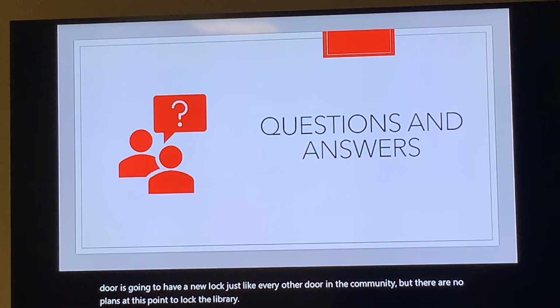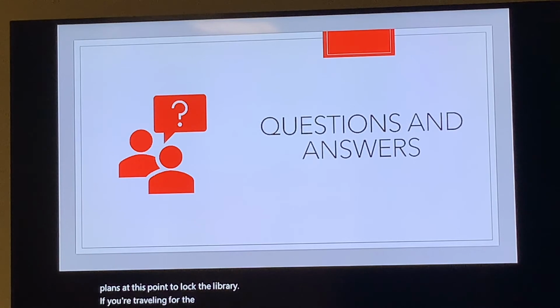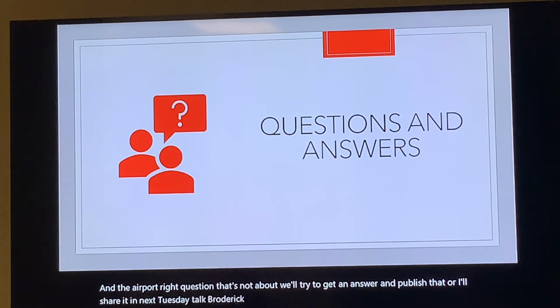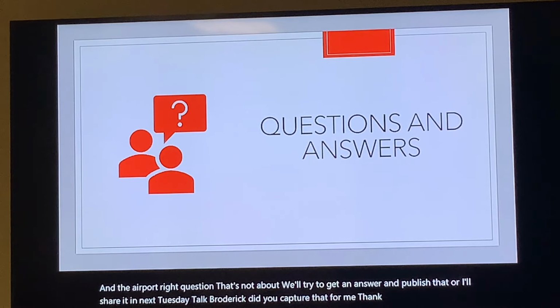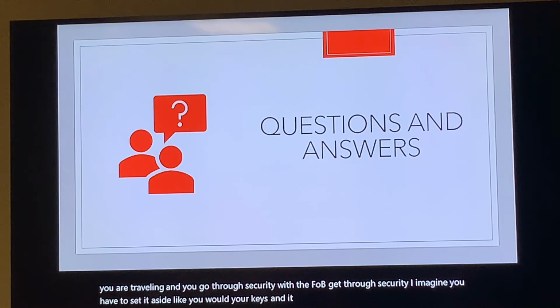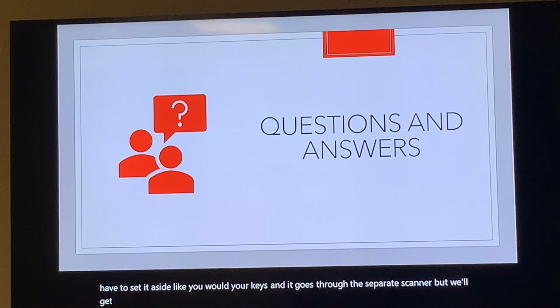If you're traveling, will the fob go through the security at the airport? Great question. That's not come up. We'll try to get an answer and publish that, or I'll share it at next Tuesday talk. Margaret, did you capture that for me? Thank you. So she asked if you are traveling and you go through security, will the fob get through security? I imagine you have to set it aside like you would your keys, and it goes through the separate scanner, but we'll get you an answer. We don't have the answer to that.